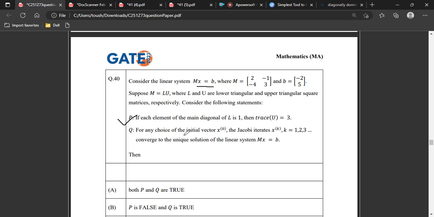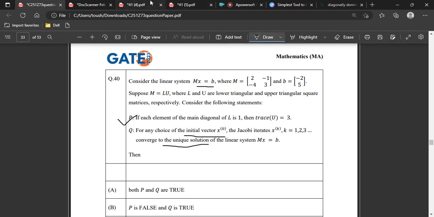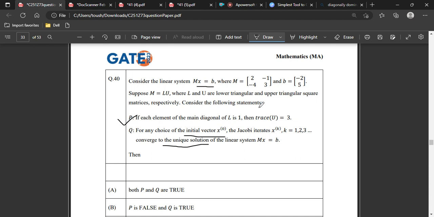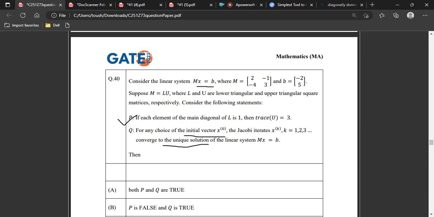It says for any choice of the initial vector x naught, the Jacobi iterates xk converge to a unique solution. Okay. Now let's see how we will do that. For this, first we will check whether this matrix M is diagonally dominant or not. If the matrix M is diagonally dominant, then this result is true. This is a sufficient condition. If M is diagonally dominant, then this result holds. But if M is not diagonally dominant, then we can't say anything, we just stay silent.